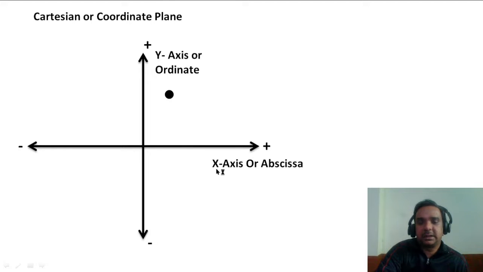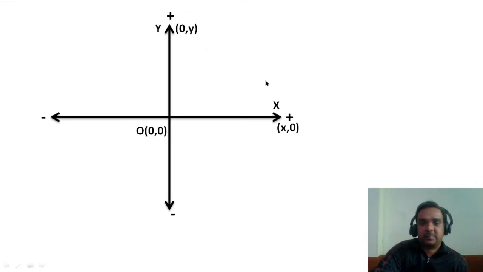The horizontal line is known as the x-axis or abscissa, and the vertical line is known as the y-axis or ordinate. The point at which these two axes intersect each other is known as the origin. This is denoted by capital O, and the coordinate of the origin is considered as (0, 0). This plane is known as the Cartesian plane or coordinate plane. It is also called the XY plane.